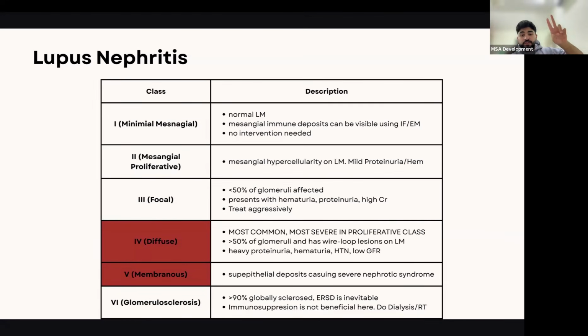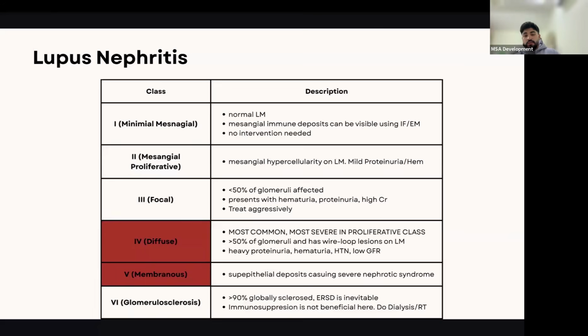Fourth and fifth, these are very severe. And actually fourth is the most common one in the proliferative class. Patients are going to present to you with more than 50% of their glomeruli being affected, and they'll have wire loop lesions on light microscopy. Very heavy proteinuria, very heavy hematuria. They can also have some sort of hypertension and low GFR.